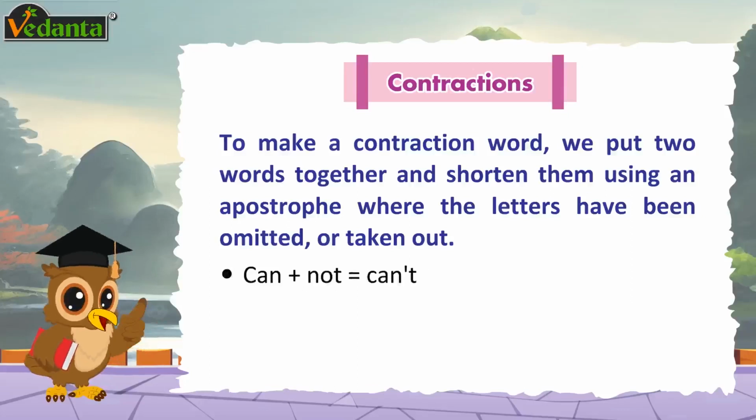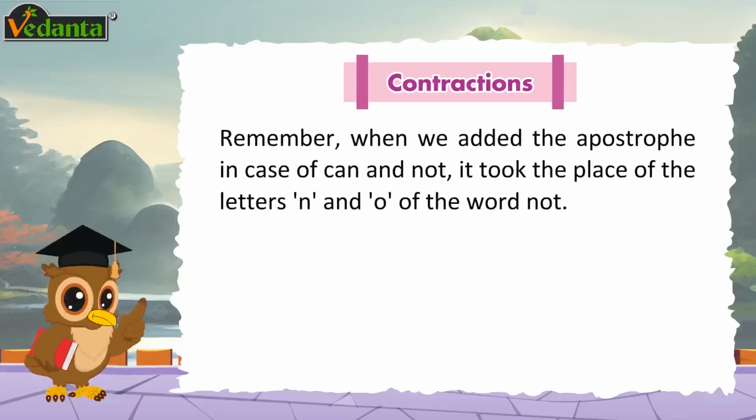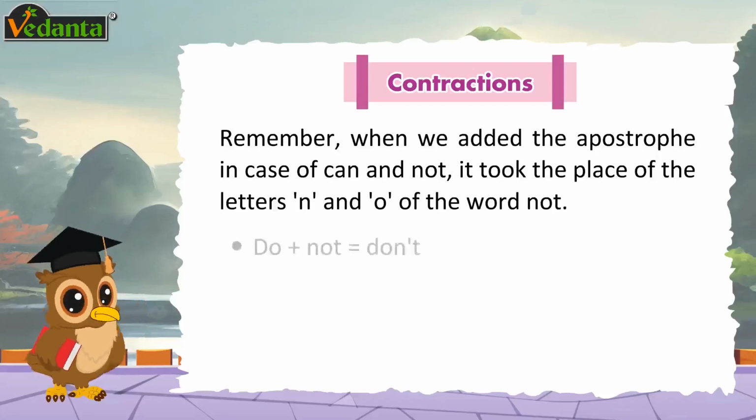Can plus not equals can't. Remember, when we added the apostrophe in the case of can and not, it took the place of the letters N and O of the word not.